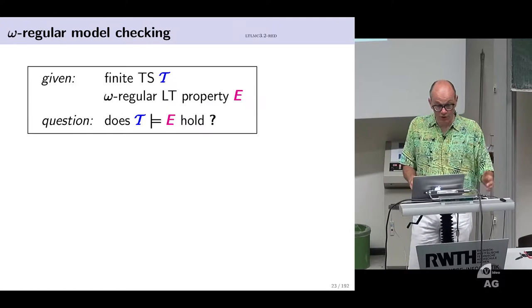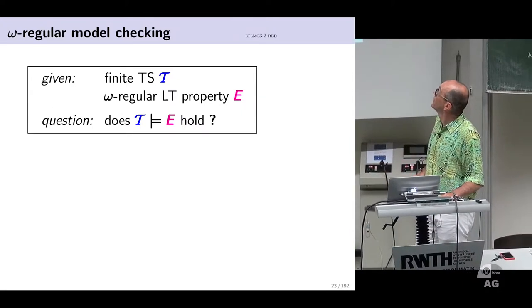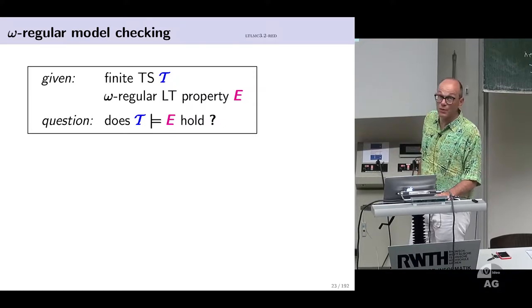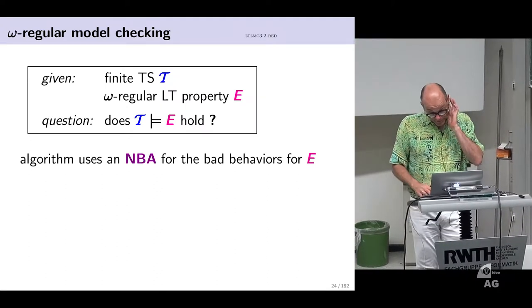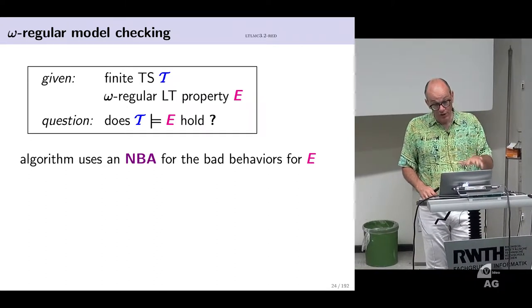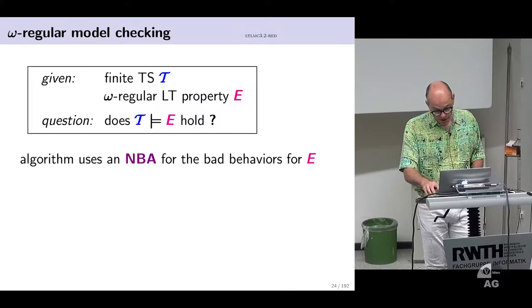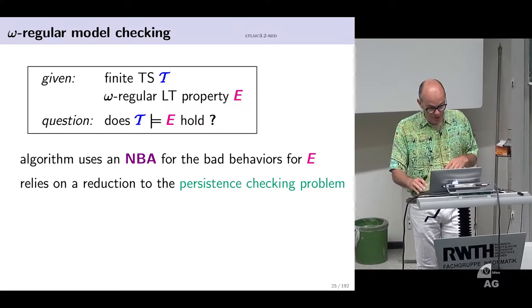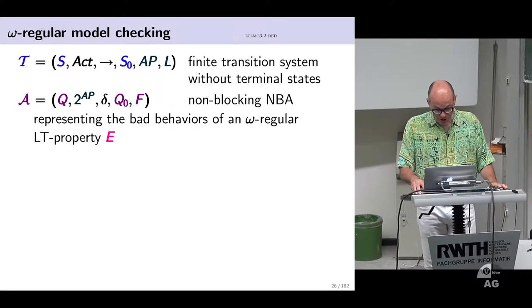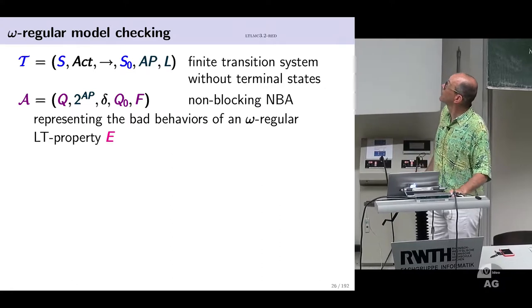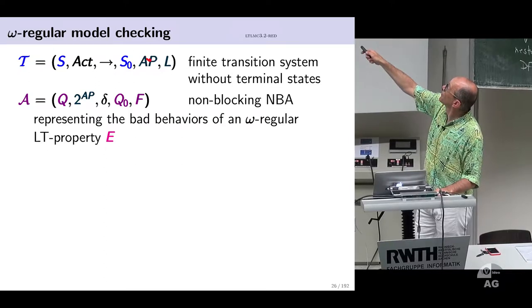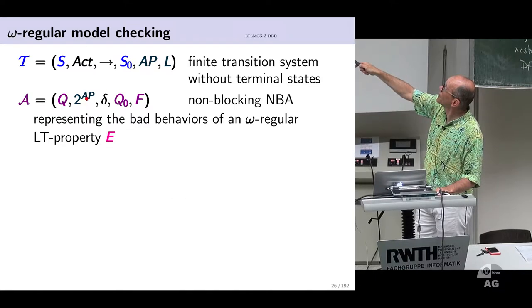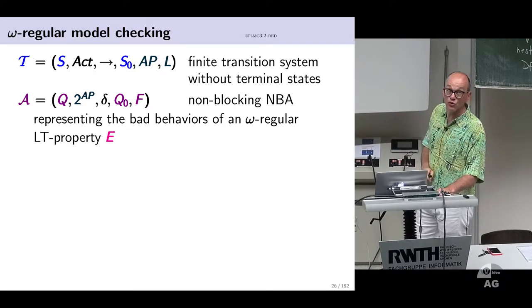And now what we want to do is what we call omega regular model checking. We have a finite transition system, an omega regular property E. We want to check whether T satisfies E. And what we do is, as I mentioned, we take the complement of E, which means we take the bad behaviors and construct an NBA for those bad behaviors. And then we're going to reduce it to a persistency checking problem. So this is how it looks like. I have a transition system, I have an automaton. The transition system is over the set of atomic propositions AP, and this is the corresponding set of atomic propositions of the automaton, and that means that the alphabet of this automaton is 2 to the power AP.